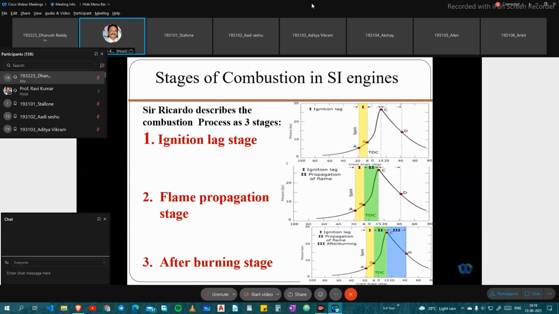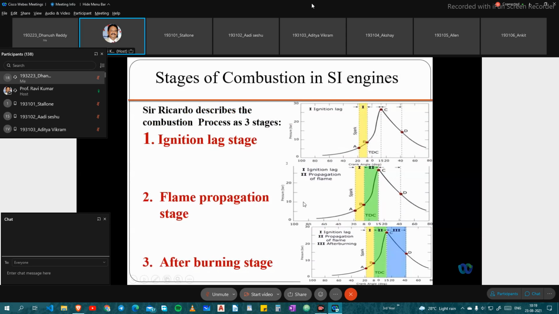The first one is the ignition lag stage, where we have the spark. You can see the first stage in the first figure, the pressure crank angle diagram. A to B is the first stage, where the induction of the mixture enters. B to C is the compression, and at the ending of the compression, at C, we get the peak pressure.